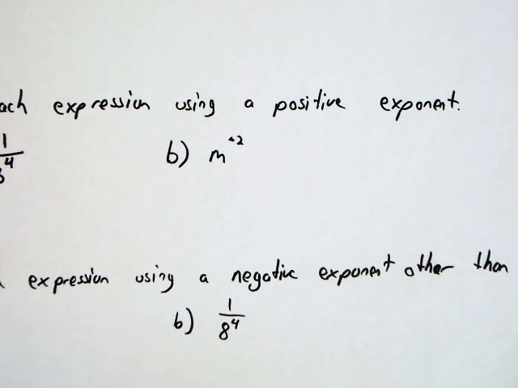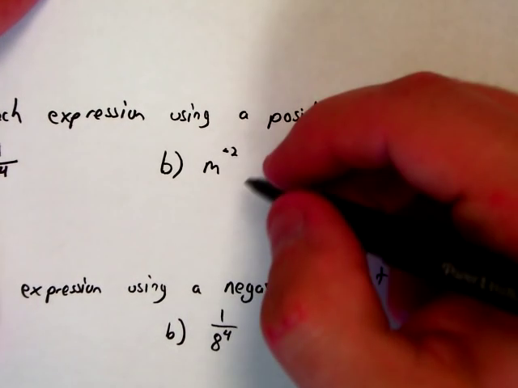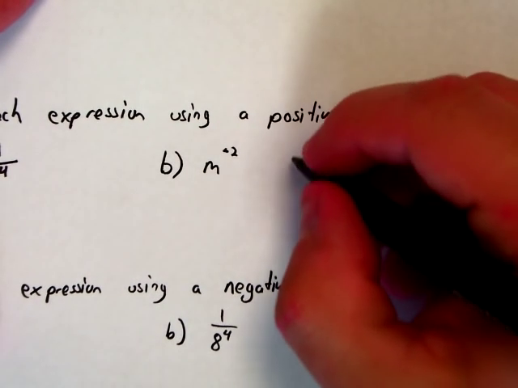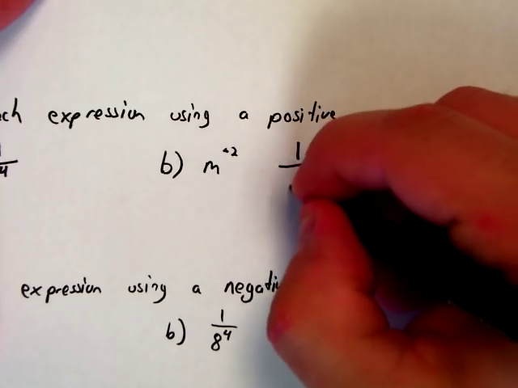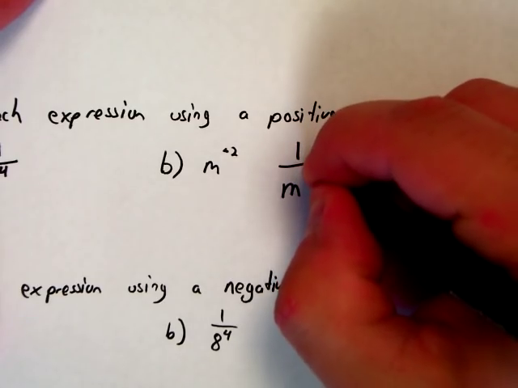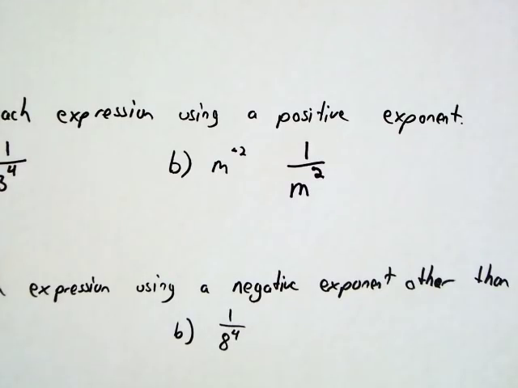So letter B, we have m to the negative second. Now m can be any number. So I'm going to, again, make the reciprocal. And it's 1 over m squared, or 1 over m to the second power.